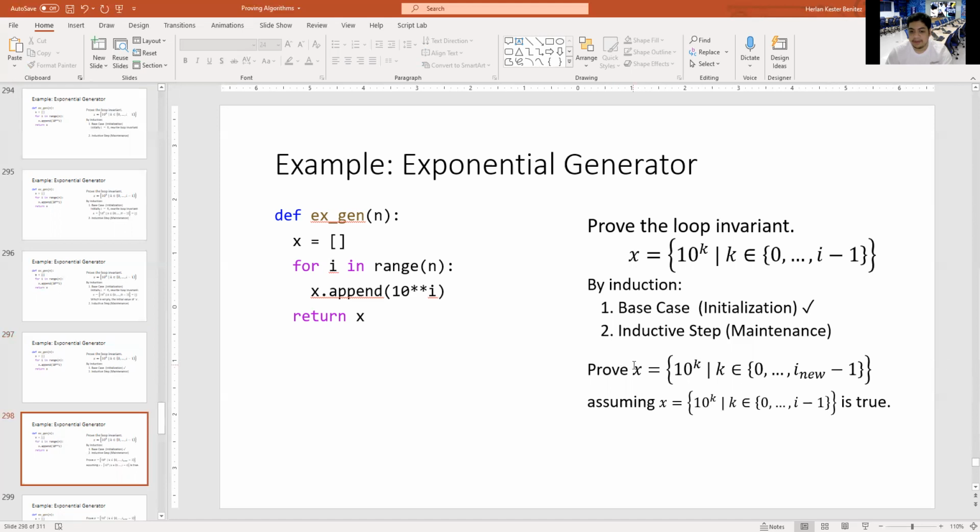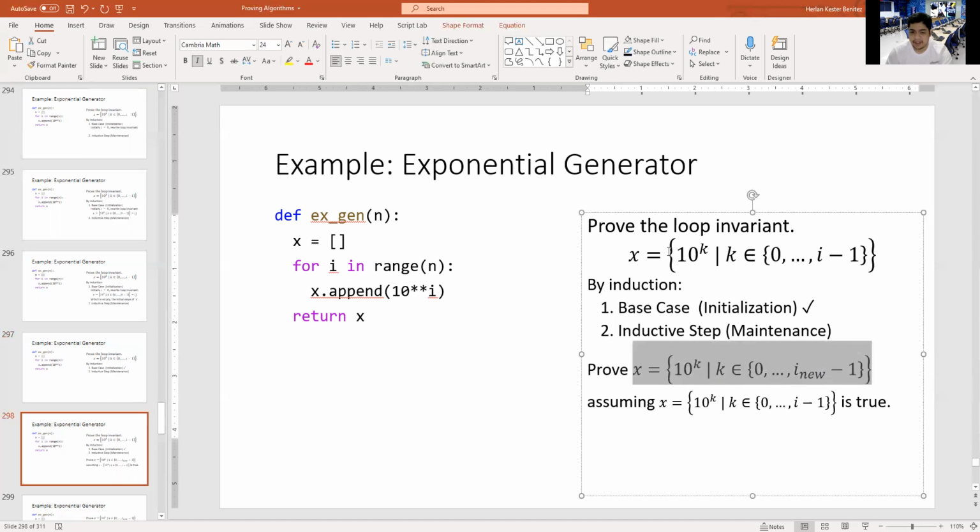So, we need to prove that x contains 10 to the k such that k is an element of... Now, instead of i minus 1, we put a subscript new, so i new minus 1. Kasi sa inductive step, tinitingnan natin yung value ng ating loop invariant at the new iteration or the next iteration. Baka gamitin ko yung new at saka yung next interchangeably for this. So, in this case, new yung gamit ko.